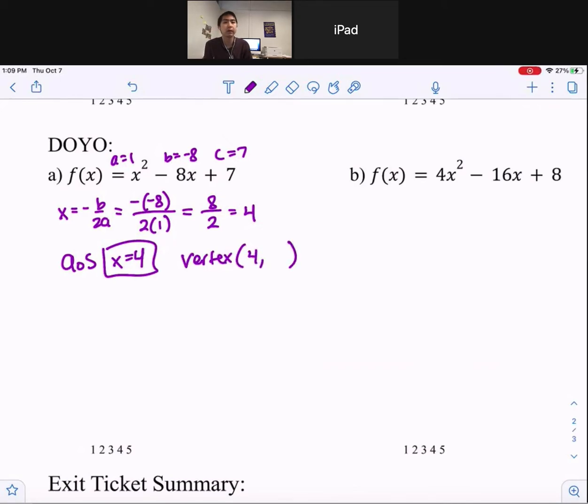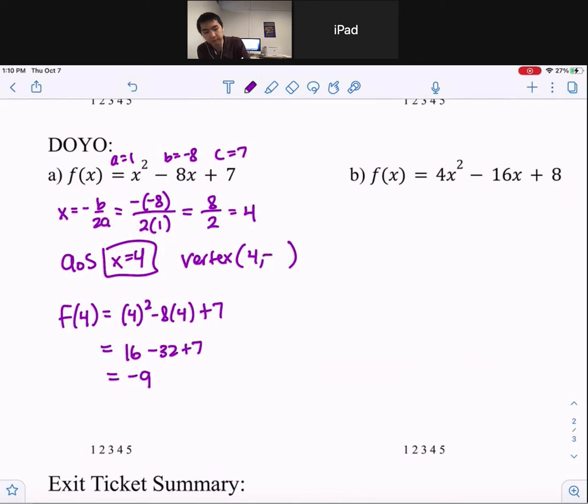Now to find your y, plug in 4 into the equation to solve. Everywhere you see an x, it is now 4. 4 squared is 16. Negative 8 times 4 is negative 32 plus 7. That simplifies to negative 9. 4 comma negative 9 is your vertex.